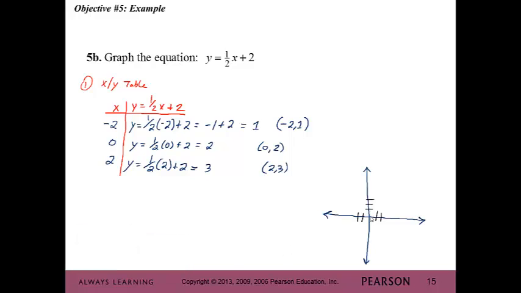So we have (-2, 1). So 2 over to the left, 1 up. And then we have the point (0, 2). So, I'm sorry, don't move in the x direction, but go up 2. Then we have the point (2, 3). So 2 to the right, 3 up. Once you have your points, go ahead and connect them, extend out your line, and put on arrows.